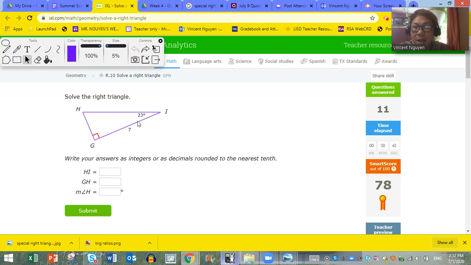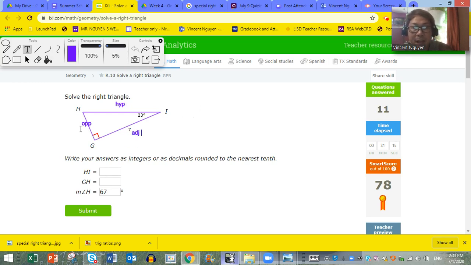Delete what I just did there. Okay, 23 degrees and 7. So they're giving me 23 and 7. If you do 90 minus 23, you end up with 67 as the other angle, right? 67 plus 23 is 90. To find HG, I'm going to do the opposite first. HG is opposite because my angle is 23. So this is the opposite, this one is my hypotenuse, and this one is my adjacent.